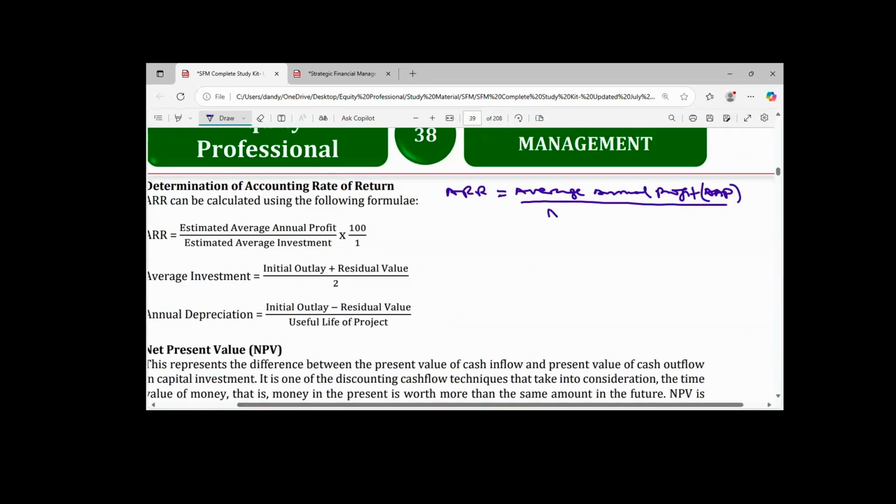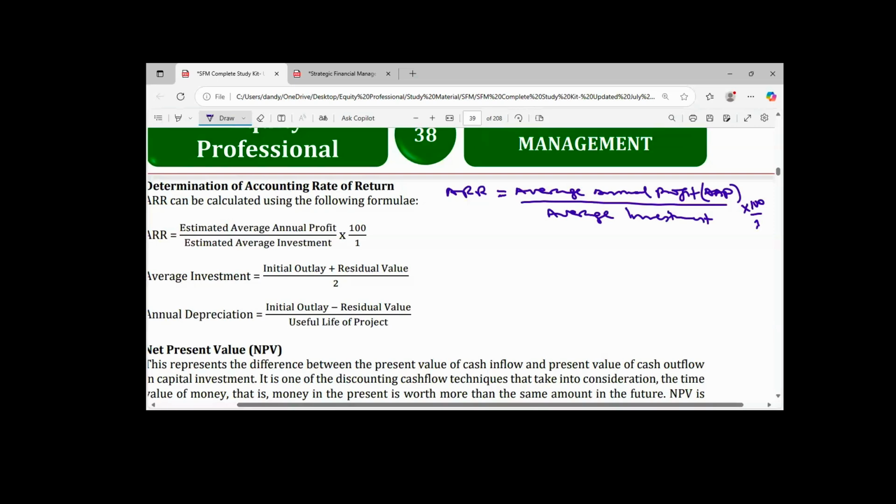Divided by average investments, all multiplied by 100/1. So this is the formula for calculating accounting rate of return. However, on the day of your exam, you don't just jump to calculating accounting rate of return. There will be some adjustments you need to make. There will be some calculations that you need to make.